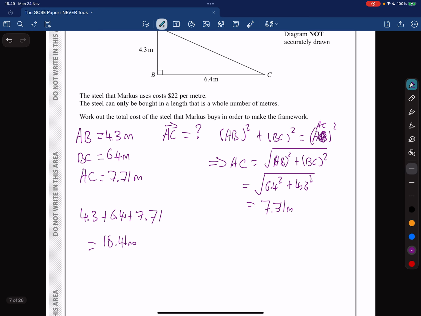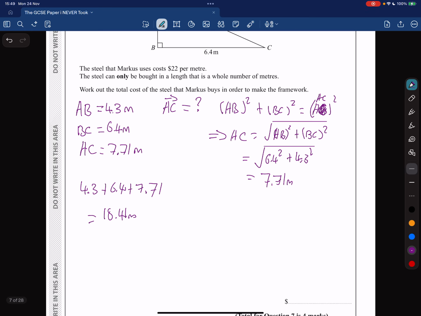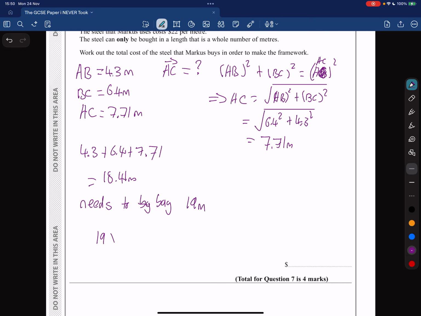The steel can only be bought in a length that is a whole number of metres, so he needs to buy 19 metres, and he should round up to the next metre. The cost per metre is 22, so 19 times 22 is $418.